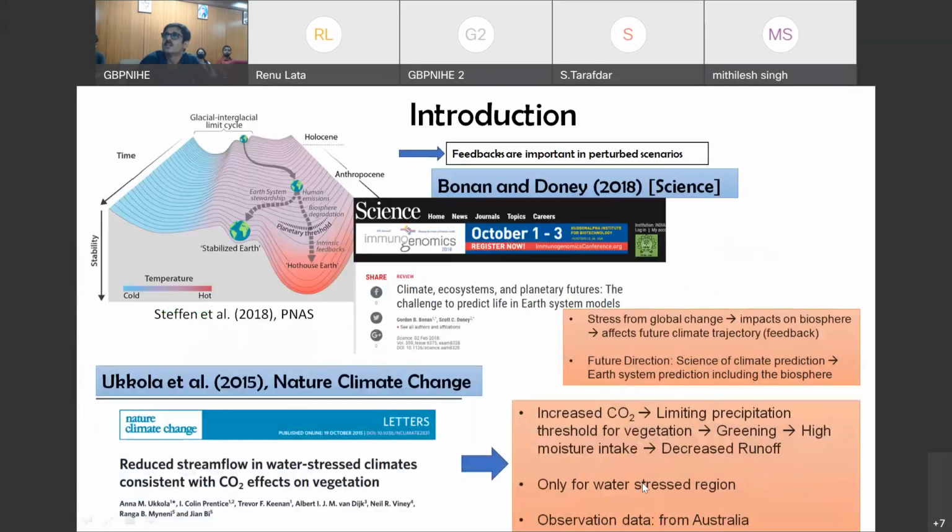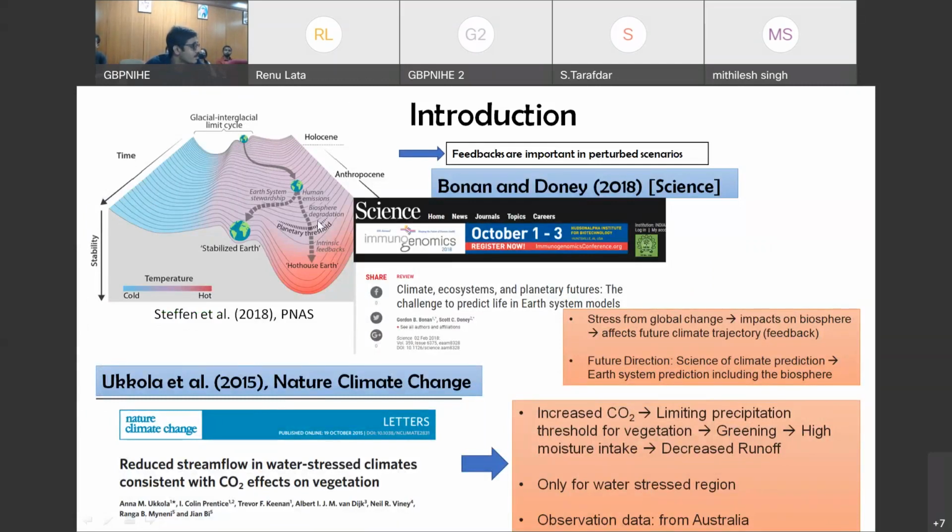So when you're talking about land atmospheric feedback, why is land atmospheric feedback important? I'll go to one of the papers, which is by Steffen et al. in 2018, published in PNAS. What Steffen et al. was saying is that your Earth is going through different epochs, Holocene, Anthropocene, and so on. Now we are in the Anthropocene.